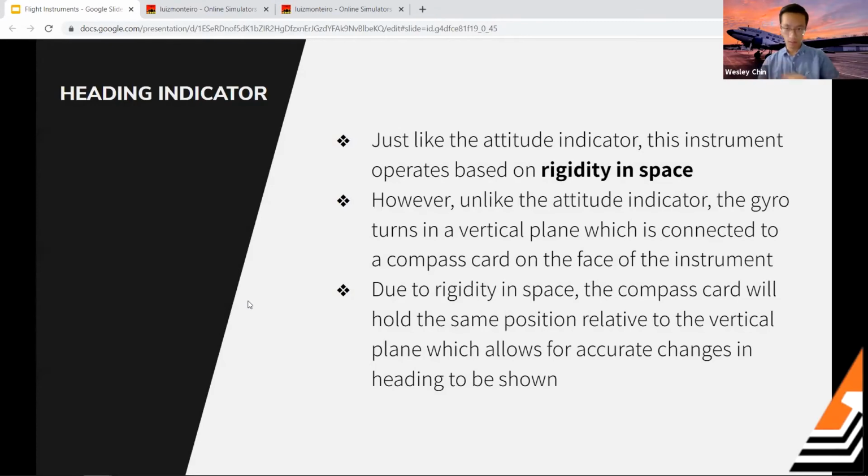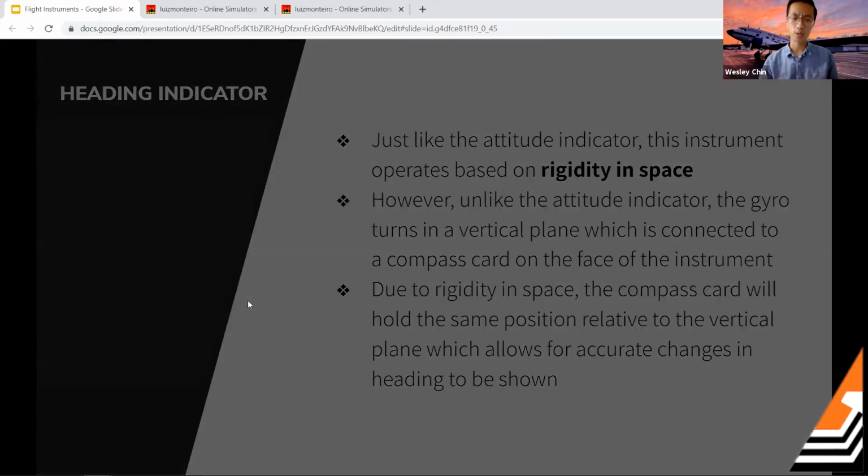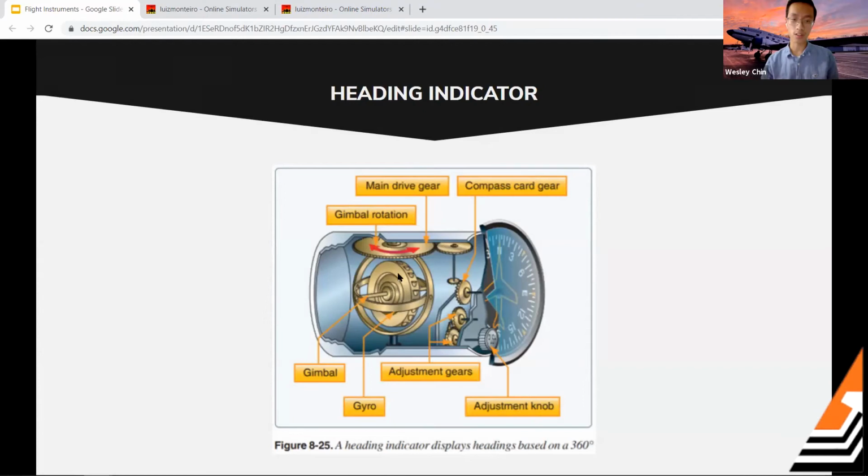So the principle is pretty similar here, right? Just like the attitude indicator, this instrument also operates based on rigidity in space. But the difference here is the gyro is mounted on a vertical plane, which is then connected to the compass card in the face of the instrument. And again, due to rigidity in space, as we turn the airplane, the compass card will hold that same position relative to the vertical plane, and you'll have accurate changes in heading shown. So here's what it looks like on the inside. The gyro is mounted on a vertical plane, but it's still connected to the compass card on the face.